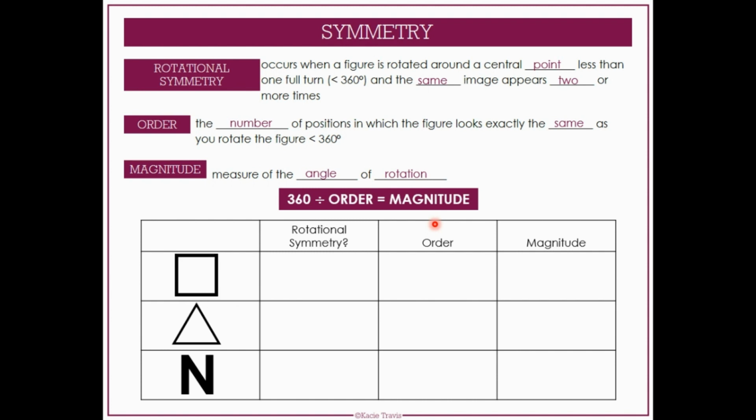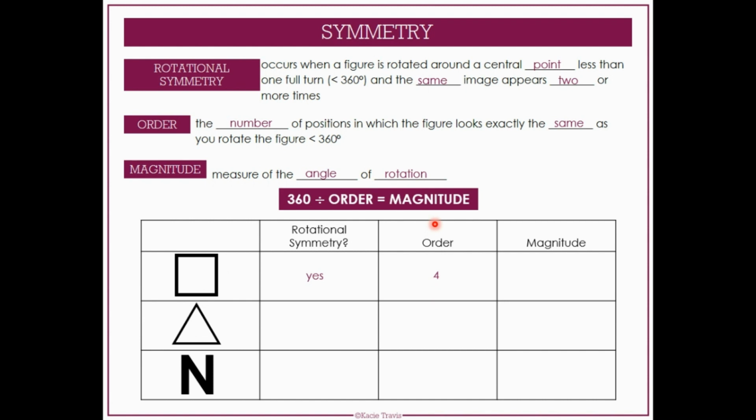So we rotate it around, we rotate it around. Let's see that one more time. So does it have it? Yes, it does. Now, what is the order? The order is how many positions can we turn this shape?